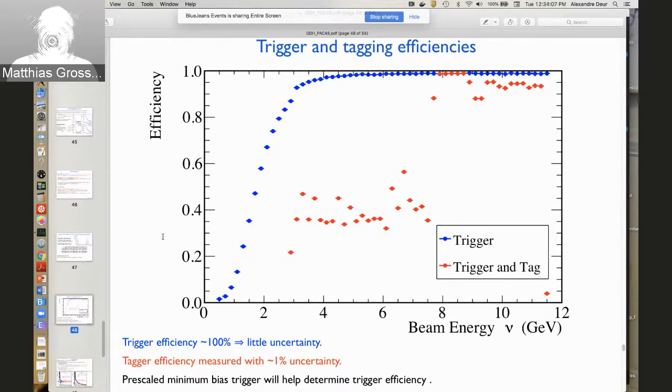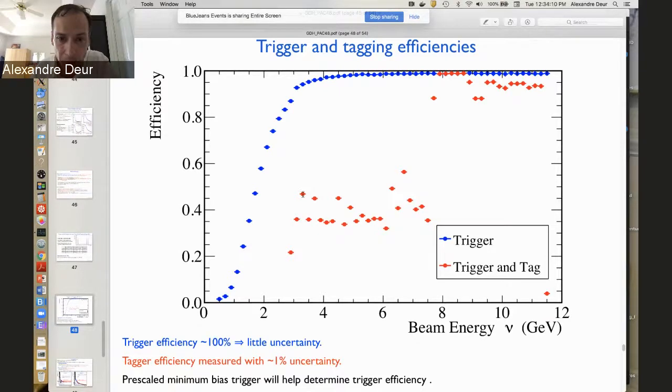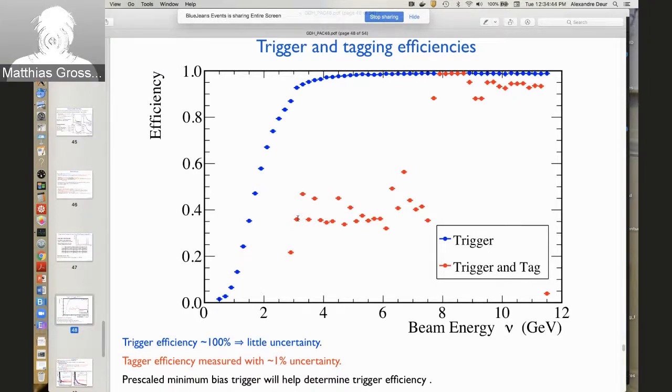Yes, the reason we have this jump is depending on the efficiency of the various phototubes. But this will be measured by what we call total absorption counter runs. That's what we do in GlueX. So this is very well controlled, and we'll have a dedicated measurement. So for a certain beam energy, what I basically see in the plot is the granularity of the tagger. That's right.